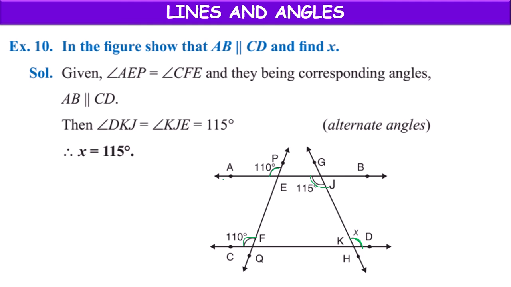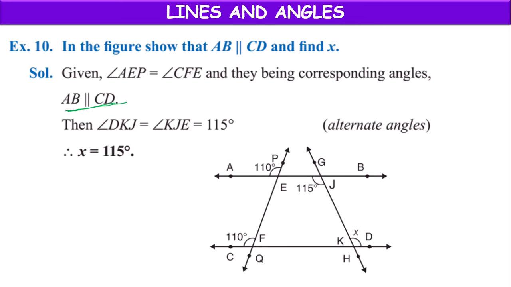So given that AEP, 110 degrees, is equal to CFE, 110 degrees. So these two angles make a corresponding angles pair, and here corresponding angles are equal. So the two lines will be parallel. So we can come to this conclusion.